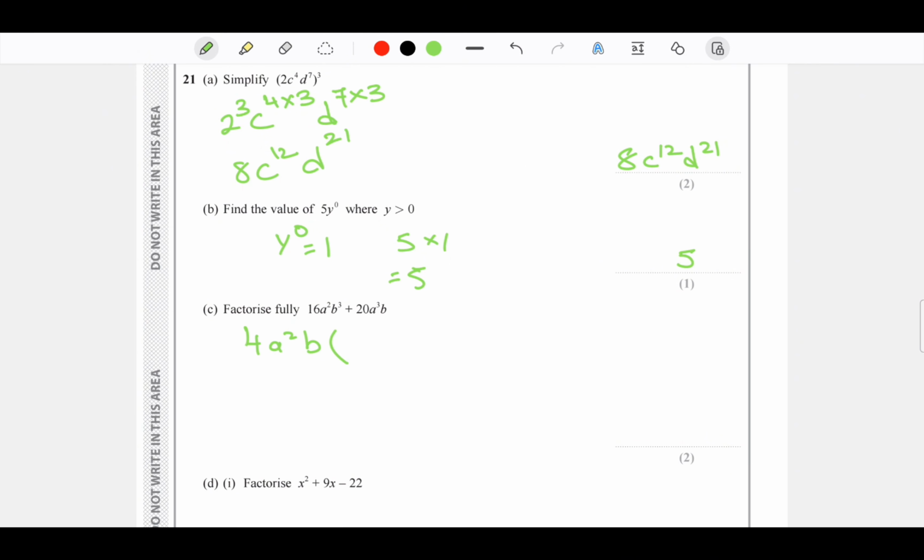We're going to put in the values, 4a squared b, then in the bracket 4b squared plus 5a remainders. This would be our answer. It's quite simple actually, because when you multiply inwards, we would get back our original expression.